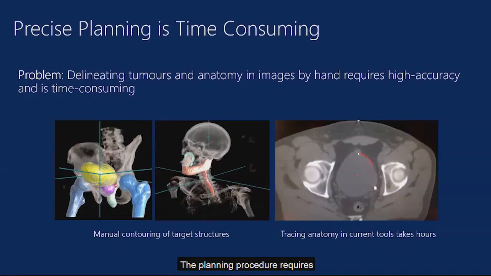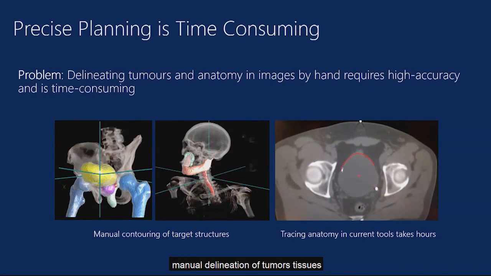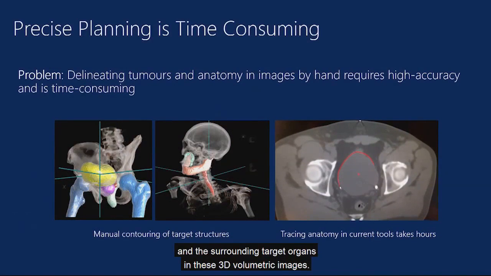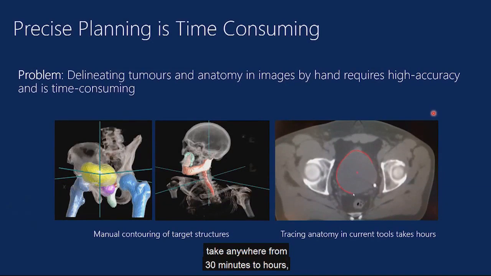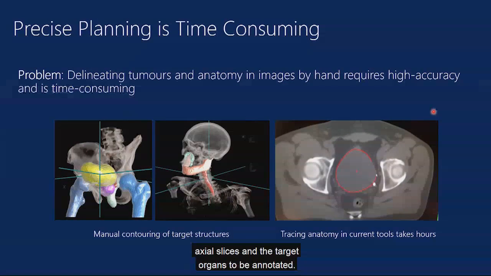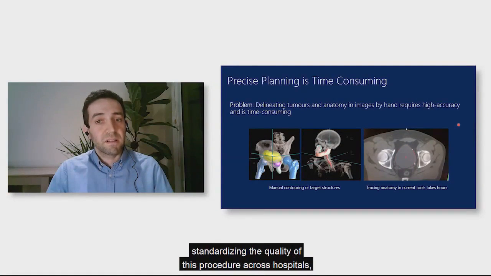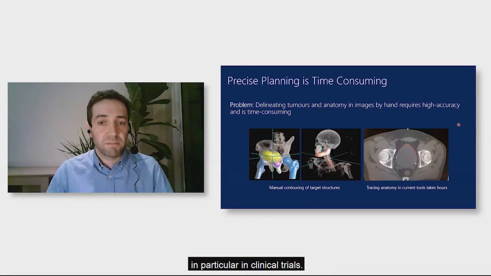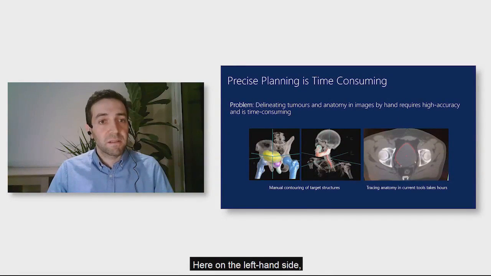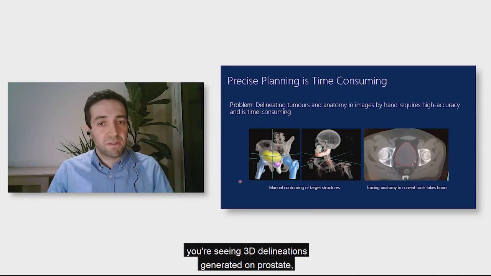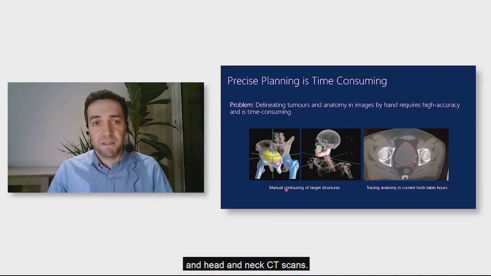And the planning procedure requires manual delineation of tumor tissues and the surrounding target organs in these 3D volumetric images. As you might expect, this can take anywhere from 30 minutes to hours, as there are often tons of slices and a few target organs to be annotated. In addition to that, there is a clear demand for standardizing the quality of this procedure across hospitals, in particular in clinical trials. And here on the left-hand side, you're seeing 3D delineations generated on prostate and head and neck CT scans.